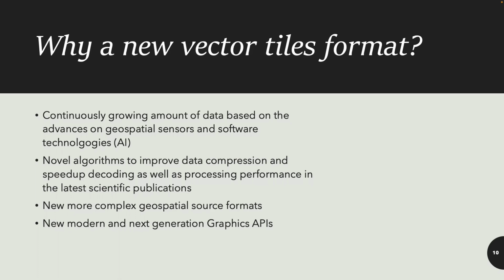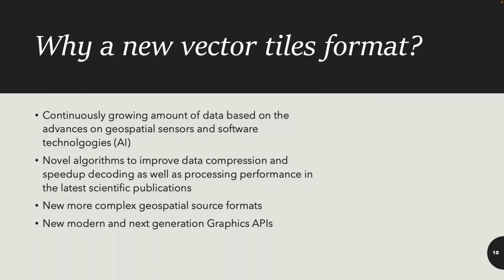So the first reason why at MapLibre we want to improve the current industry standard of the vector tiles specification is we see a continuously growing amount of data, based on the advances in geospatial sensors and in software technologies, especially in AI. So there's a lot of automation going on in detecting geospatial data. Think, for example, of the automatic detection of Google or Microsoft buildings, where nearly 1 billion buildings had been automatically detected based on convolutional neural networks, or had been processed with CNNs.